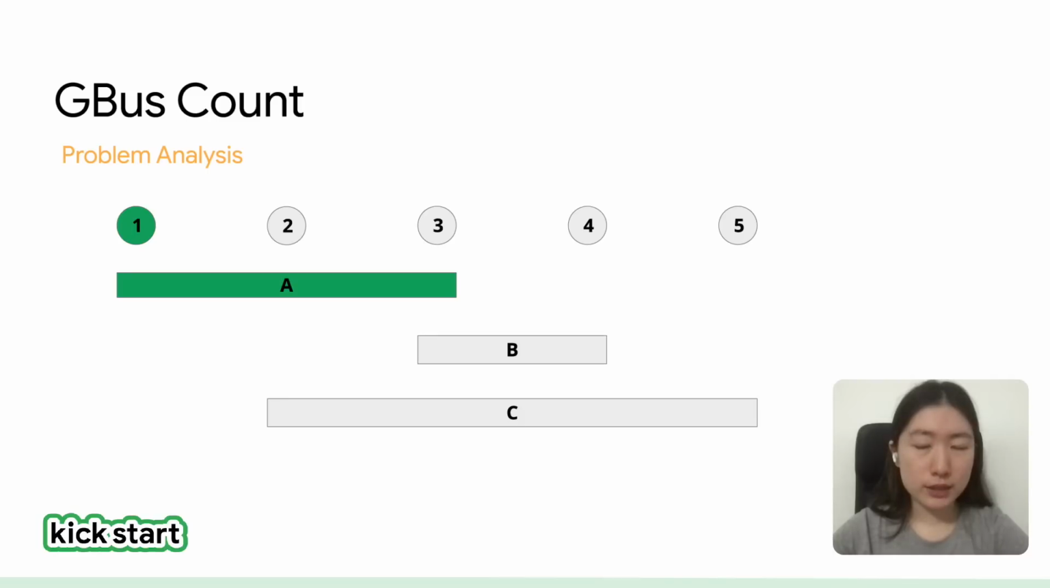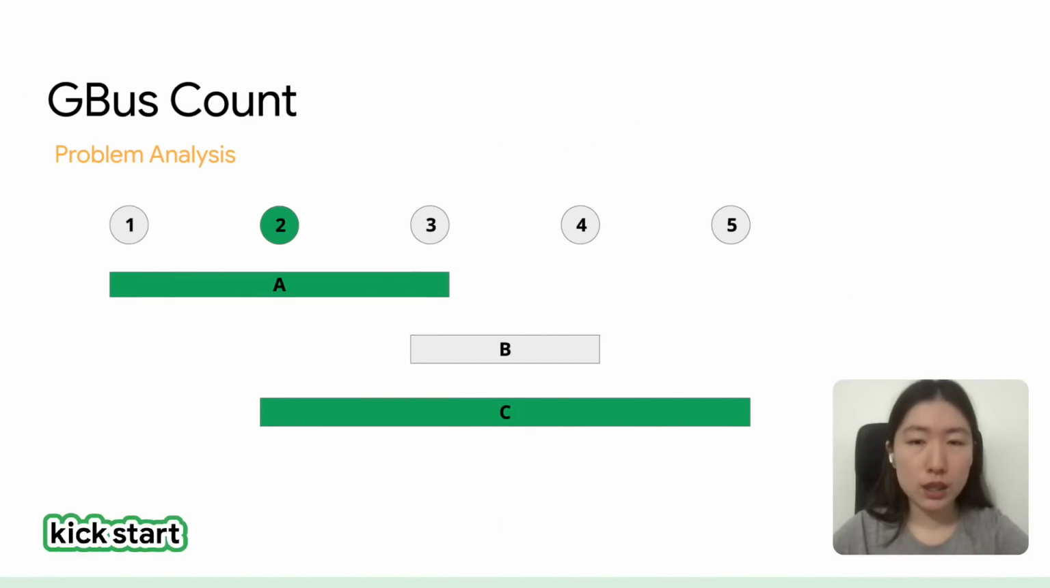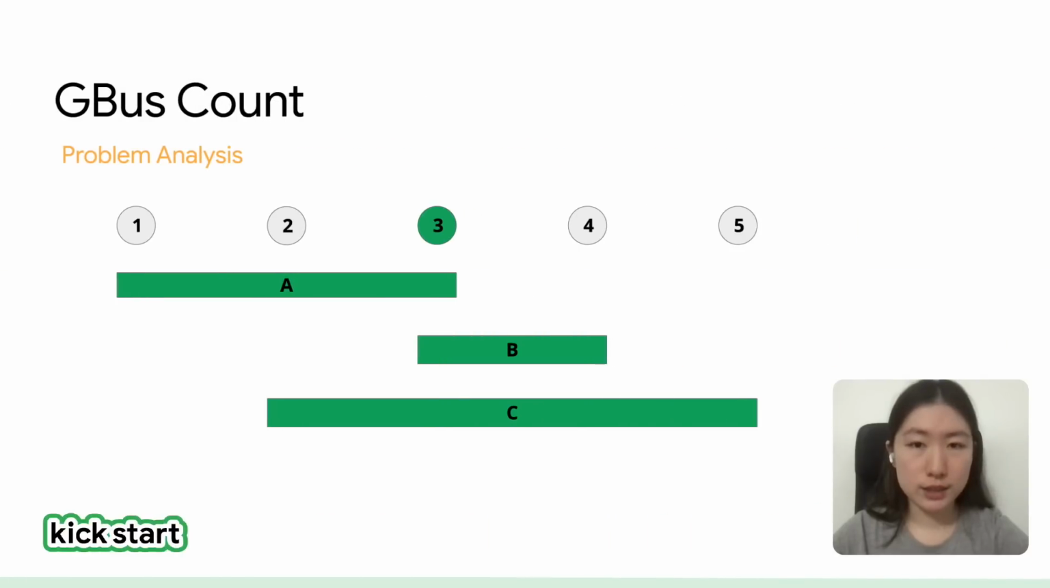At city 1, there is only GBus A, so the total number of GBuses is 1. At city 2, it is still inside the serving range of GBus A, and we have GBus C joining, so the total number of GBuses is 2. At city 3, it is inside the serving range of GBus A and C, and we have GBus B joining, so the total number of GBuses is 3.